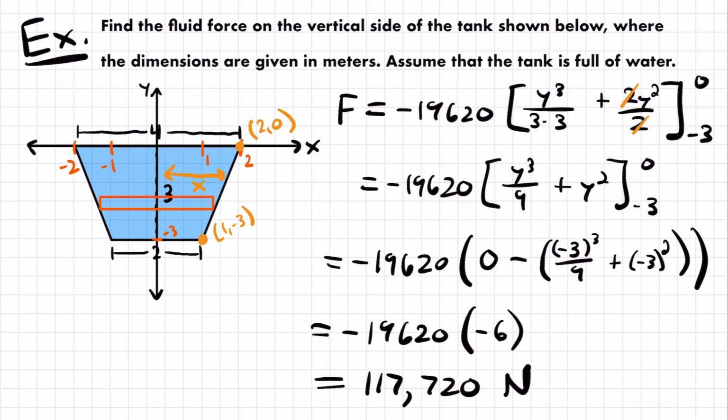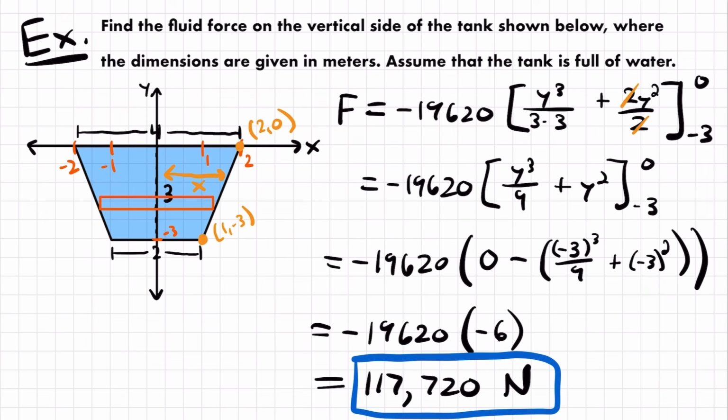And if we do that, that will be equal to positive 117,720 newtons, because we're working in terms of meters or the metric system, and so we need to use the metric system units for force, which is newtons, right? The weight density of our water was 9,810 newtons per cubic meter, and so we need to remember to continue to use newtons, not pounds, as our unit of force. And so that is the fluid force on this vertical side of the tank.